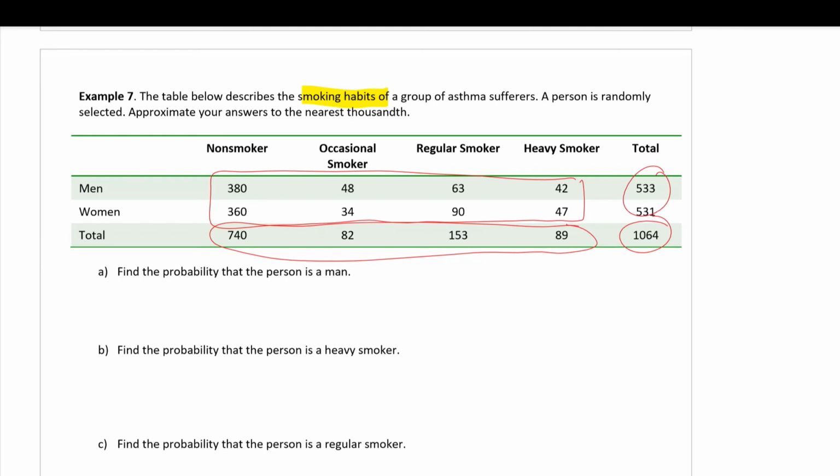It says, find the probability that the randomly chosen person is a man. So the probability that we get a man. Well, that's the total number of men. In this case, it is 533 out of a grand total of 1,064.